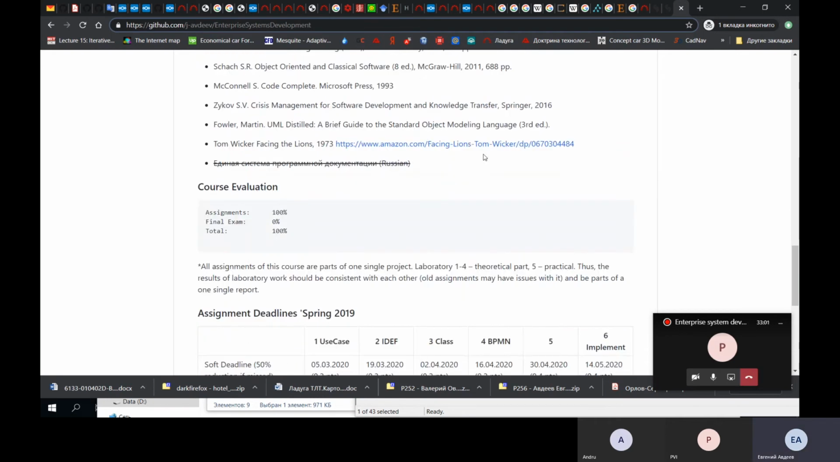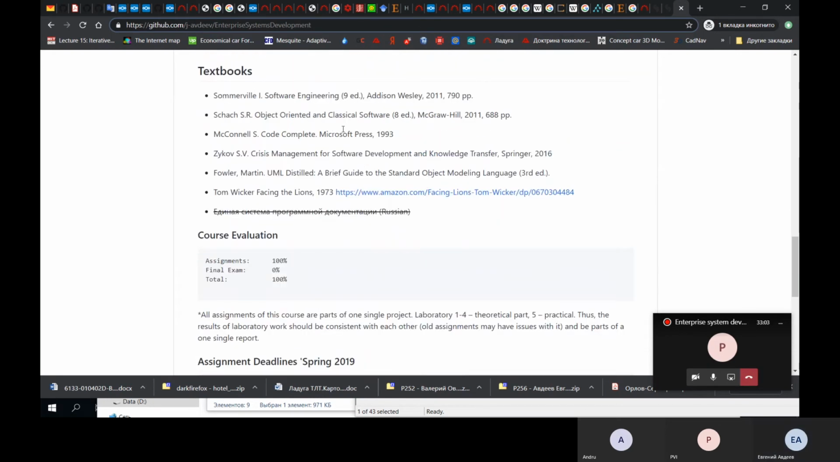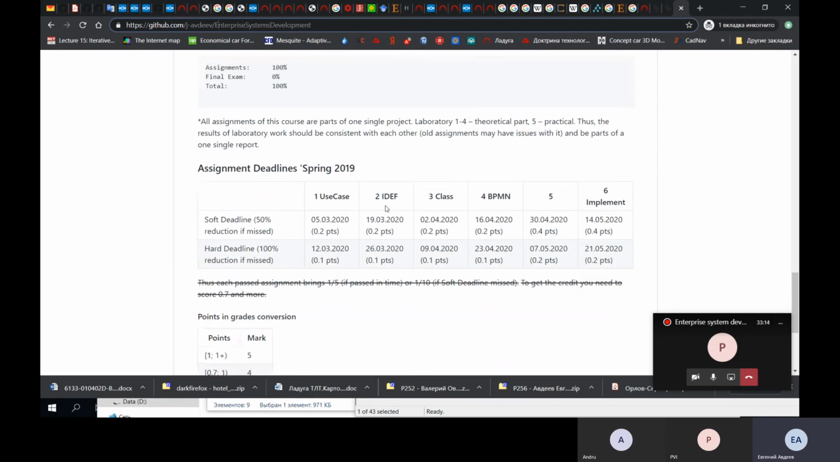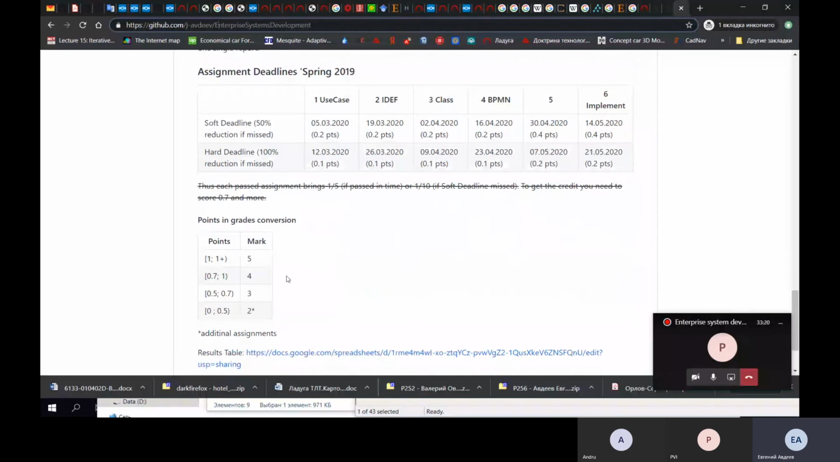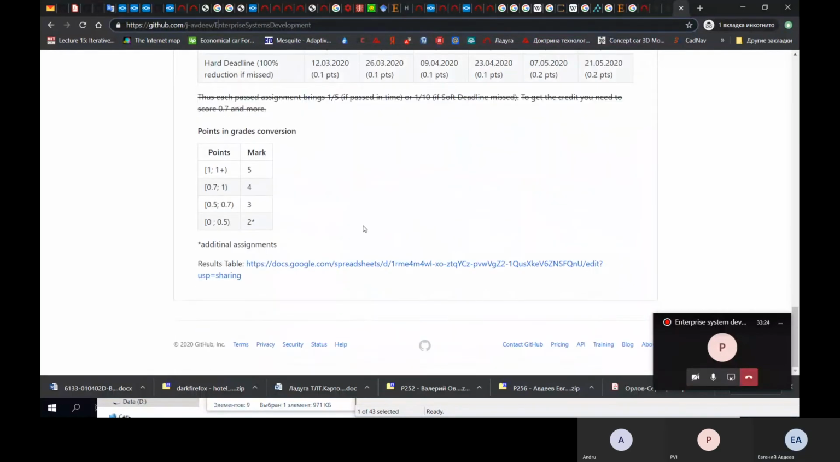During the course, maybe some textbooks will be added to this list, so probably it will be modified. Also, you can see how many assignments we will have in this course and how the marks depend on these assignments. The result table is still old, so I will update this table in the nearest time.